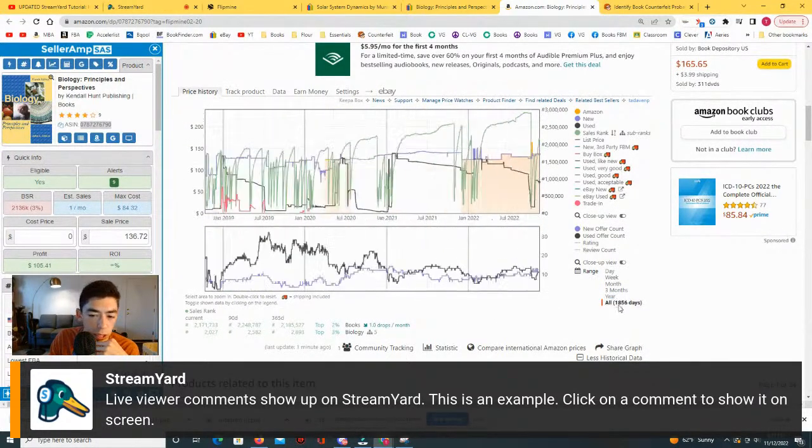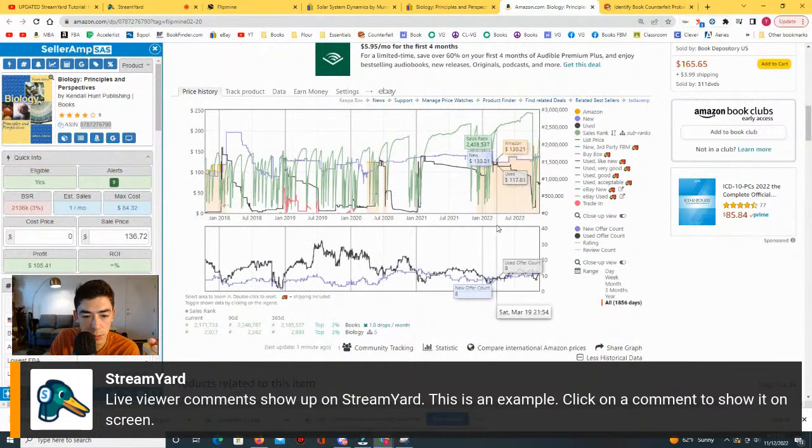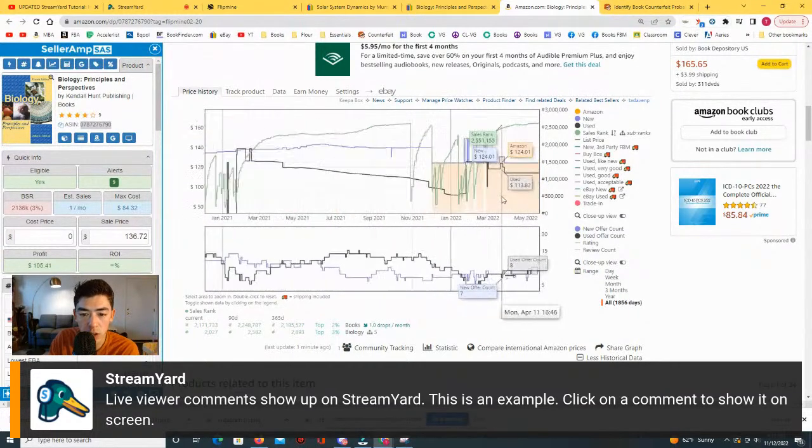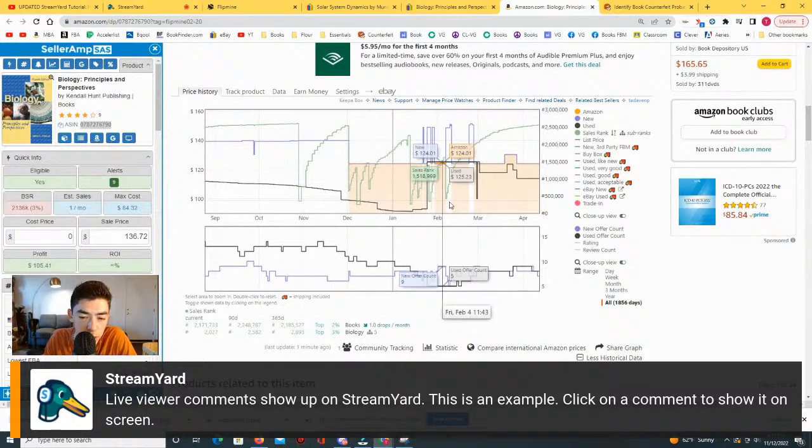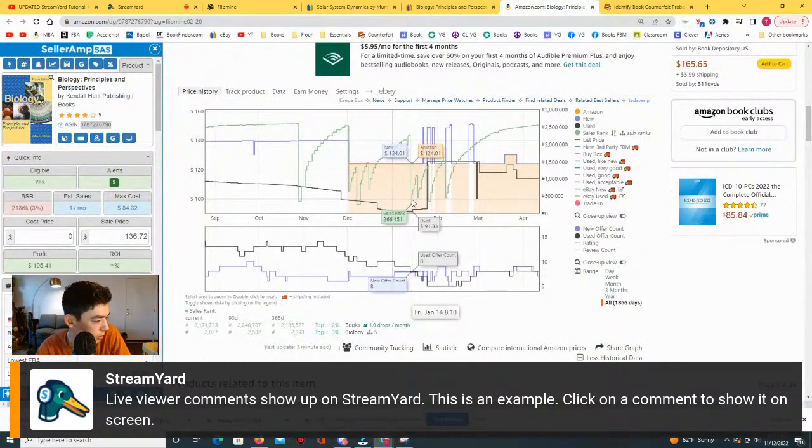But what I'm getting at is this is probably a textbook season book. And you can see that all the sales came during December, January. And that's when textbook season was, January.